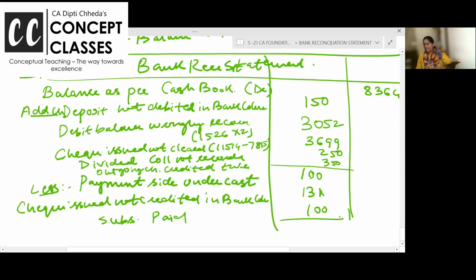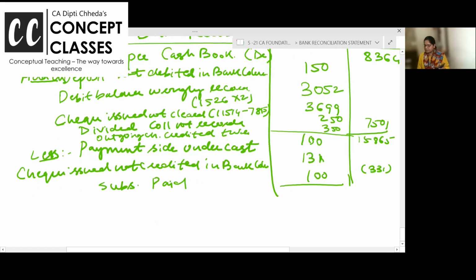Now do the add total and the less total. 150 plus 3052 plus 3699 plus 250 plus 350 is 7501. Then 7501 plus 8364 is 15865. 15865 minus 331 is 15,534. 15,534 is the balance as per passbook.